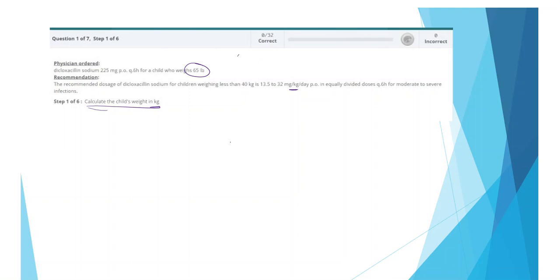So if you'll recall that 1 kilogram is equivalent to 2.2 pounds, then to convert our 65 pounds, we're going to divide it by 2.2 pounds to get our kilograms. So I do 65 divided by 2.2. I'm going to get 29.5 kilograms. 29, not 25.